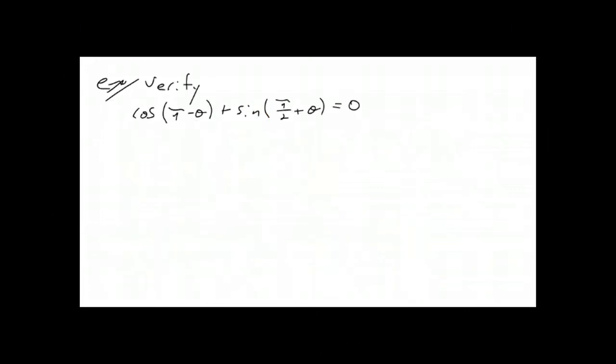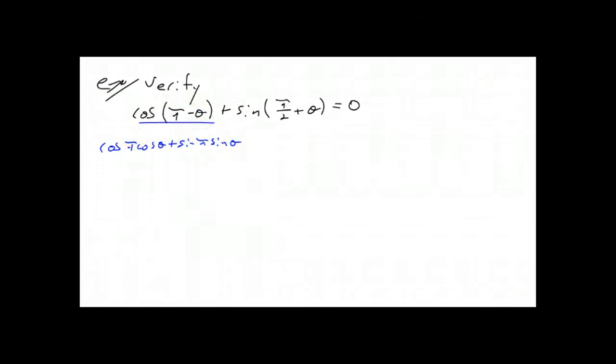Alright, last example I'm going to do for this section. It's another verifying one. The right side I only have 0, so I definitely don't want to work with that side. However, I see that this is a difference, this is a sum, so I'm going to use my sum and difference formulas. For this one, for cosine, I can say cosine of pi, cosine of theta, minus here, so I need to put a plus here, and sine of pi and sine of theta.